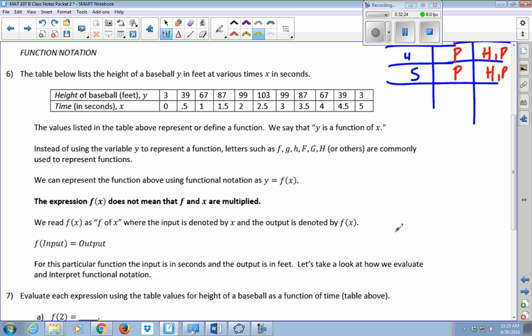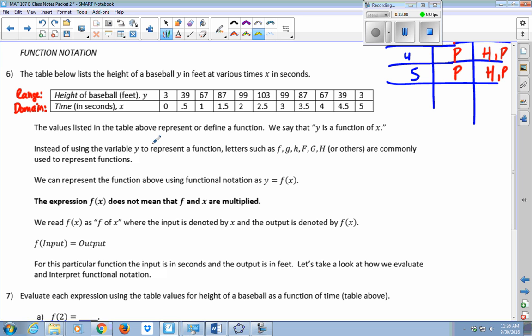Which of those rows, the height row or the time row, is the domain? Time is the domain because it's the set of input values, and height is the range. And I only know that because of this line that says in the table above, we define a function and we say y, the height, is a function of the time. That's why I knew what the input was: the time. Once I know the time, I can tell you what the height is.